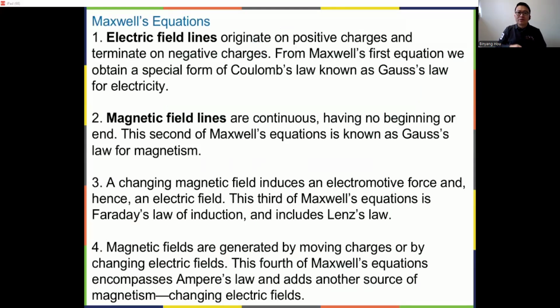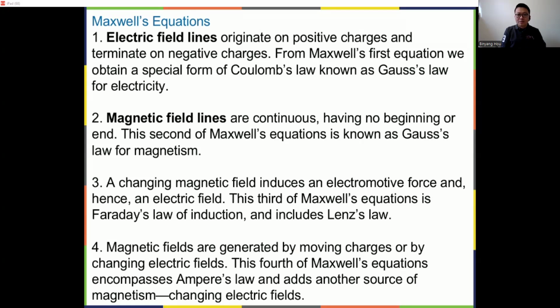The first equation describes the electric field lines. They originate from positive charges and terminate on negative charges. So that's what we learned a couple of chapters back. The second equation describes the magnetic field lines, which are actually continuous. This is different from the electric field lines. Electric field lines do have a starting point and an ending point, but magnetic field lines do not. They are closed loops.